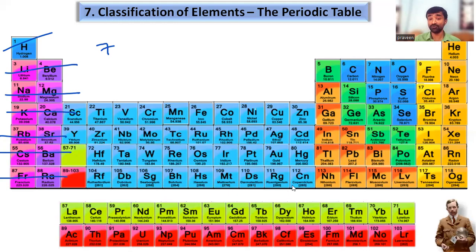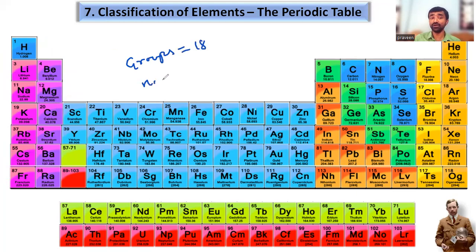Then how many vertical columns are there here? Number of vertical columns. So counting: 1, 2, 3, 4, 5, 6, 7, 8, 9, 10, 11, 12, 13, 14, 15, 16, 17, and 18. So the number of groups is 18. The number of periods is 7. Like your subjects, the number of subjects is 7.